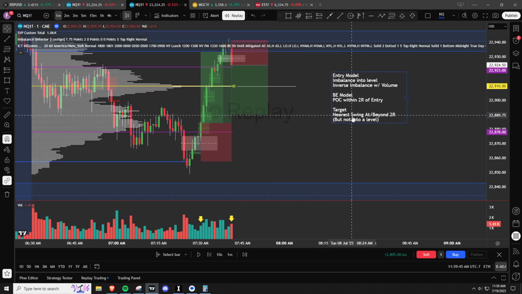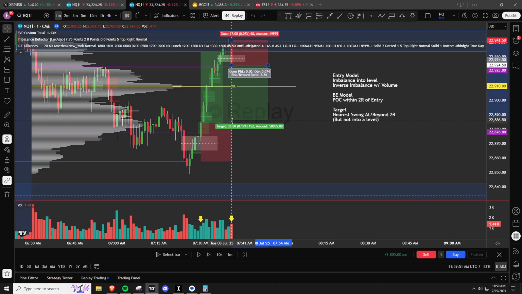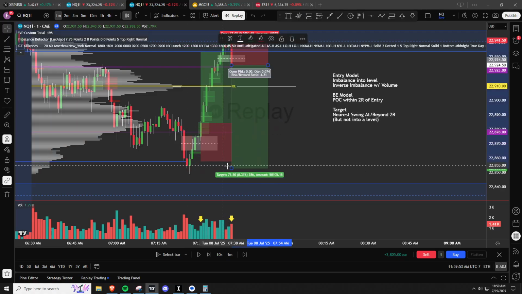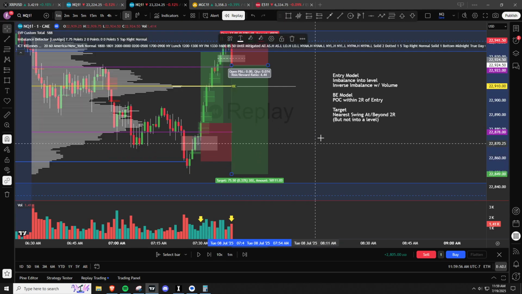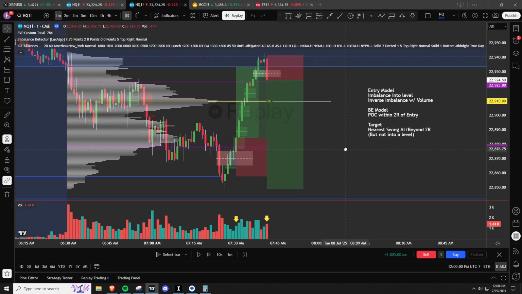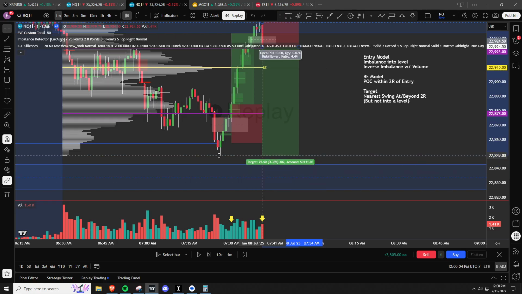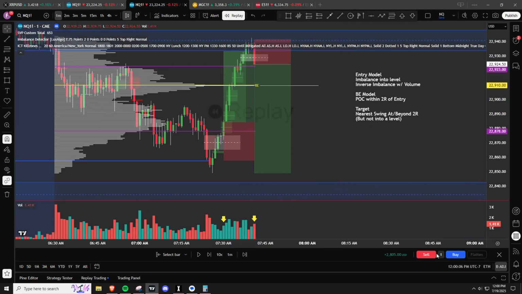Now, our target is going to be the nearest swing at or beyond 2R. We're at 2R right here, but we're not at a swing. Our next swing would be down here, and we're not in a level. We're not trading into a level. Into a level would mean we're trying to take target within a level. We're not doing that. So we're going to sell here.